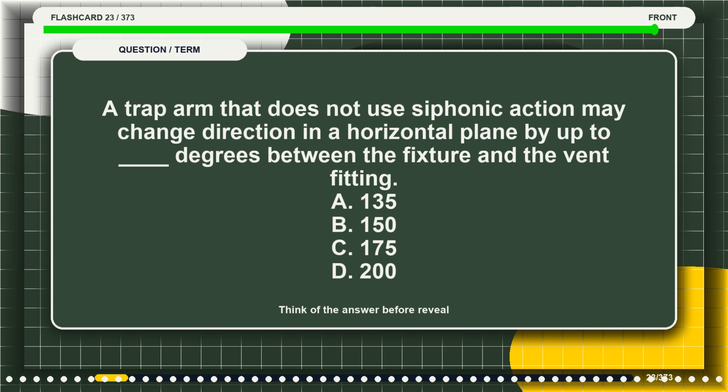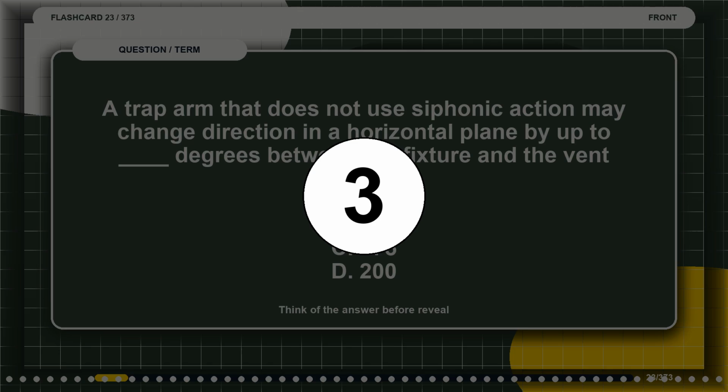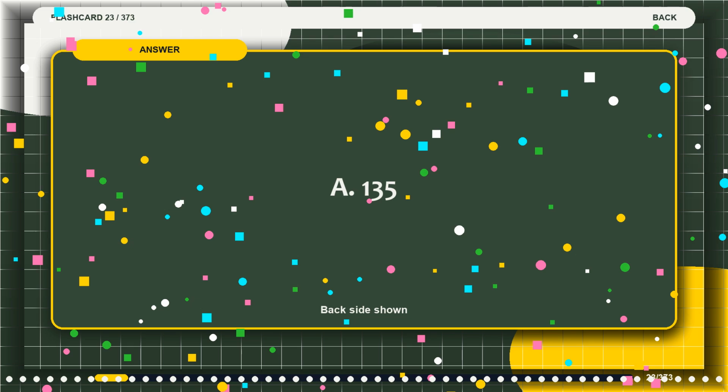Flashcard 23. A trap arm that does not use siphonic action may change direction in a horizontal plane by up to blank degrees between the fixture and the vent fitting. A. 135. B. 150. C. 175. D. 200. Think of the answer before the reveal. The answer is A. 135.